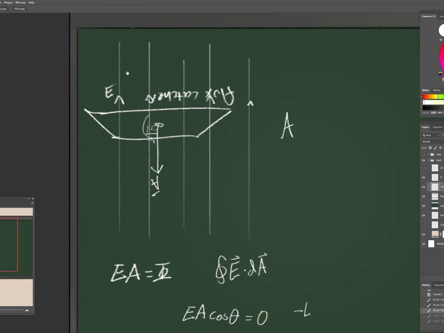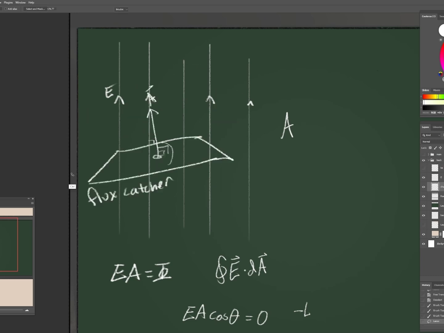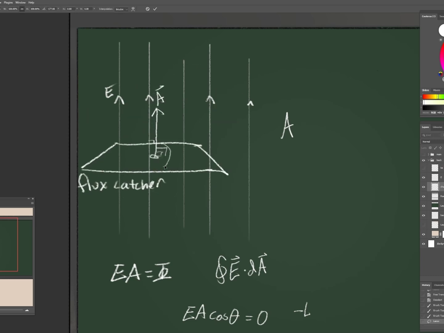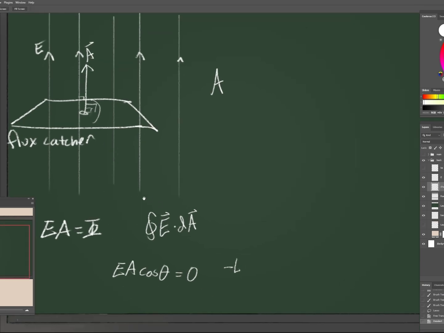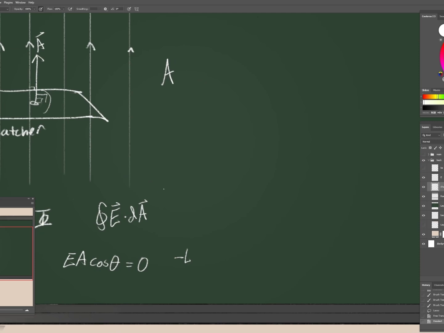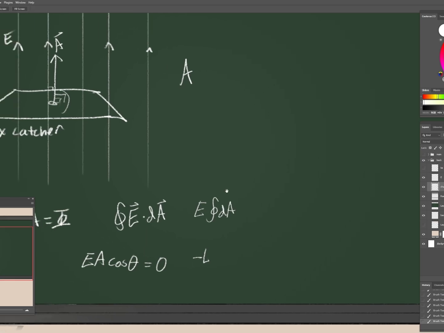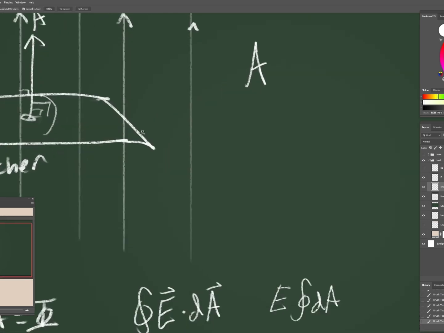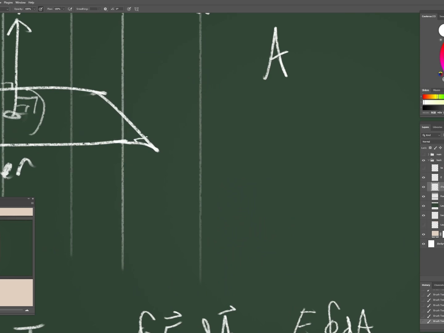Now let's take a look back to our original integral here. And why exactly are we integrating? Since this plane is flat, each of these field vectors on our flux catcher is equidistant from whatever source it's from, meaning that they have the same magnitude. So the E field is constant. So we can just rewrite this integral to be E times the integral of dA, alright? Now, essentially, dA is just an infinitesimal change of the surface area.